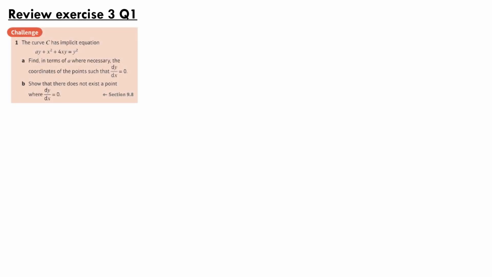Okay, our first question. The curve C has implicit equation ay plus x squared plus 4xy is equal to y squared. And for part A, find in terms of a where necessary the coordinates of the points such that dy by dx is 0. So here we can use implicit differentiation.